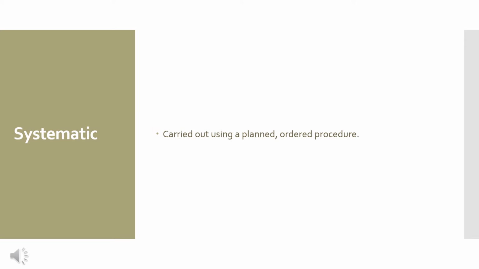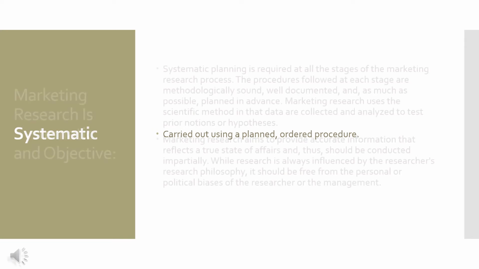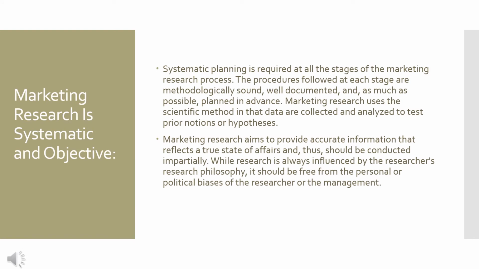Systematic. Carried out using a planned, ordered procedure. Marketing research is systematic and objective. Systematic planning is required at all the stages of the marketing research process. The procedures followed at each stage are methodologically sound, well documented, and, as much as possible, planned in advance.